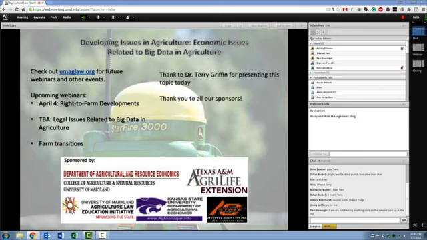It's Developing Issues in Agriculture and Economic Issues Related to Big Data in Agriculture. And today we have Dr. Terry Griffin with us. He is the Cropping Systems Economist at Kansas State University in the Department of Agricultural Economics. His research program focuses on precision agriculture and farmers' use of agricultural data. Today, he addresses the implications of big data in agriculture and lays the framework for the remainder of this webinar series.